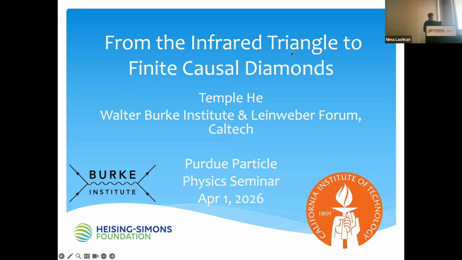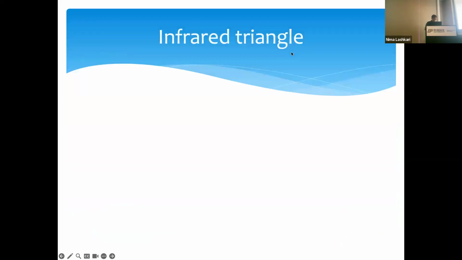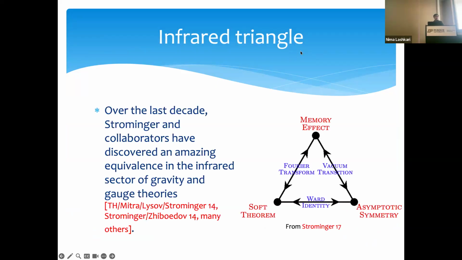And actually, this all stems from some work I did when I was a graduate student, which focuses on what is called the infrared triangle. So over the last decade, we have come to learn that there's an amazing equivalence in the infrared sector of both gauge theories and gravity. And this is called the infrared triangle of equivalence.